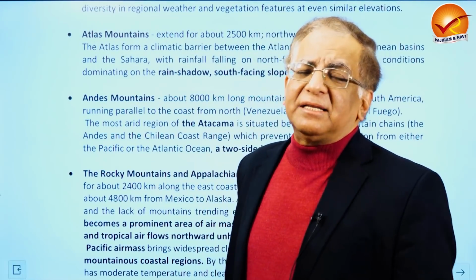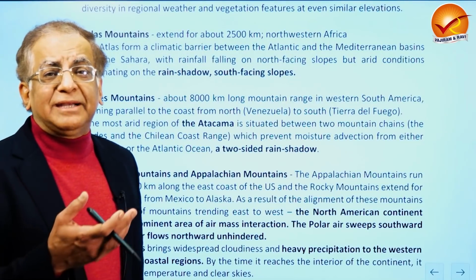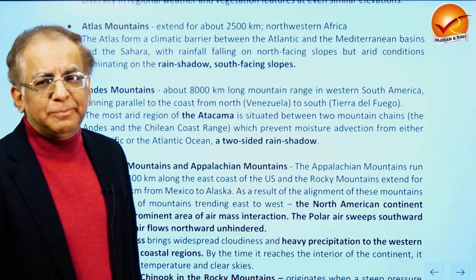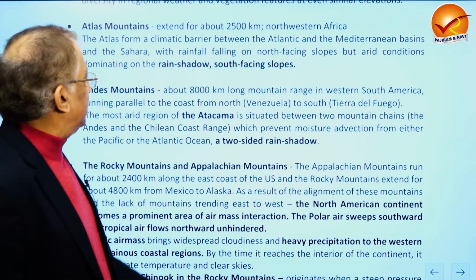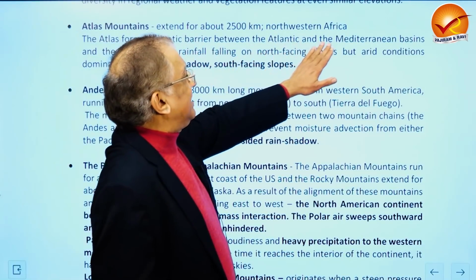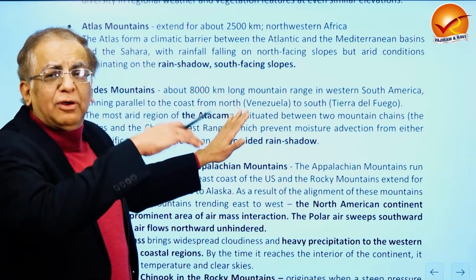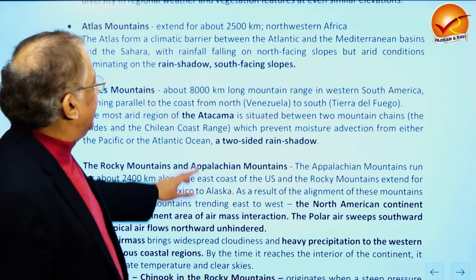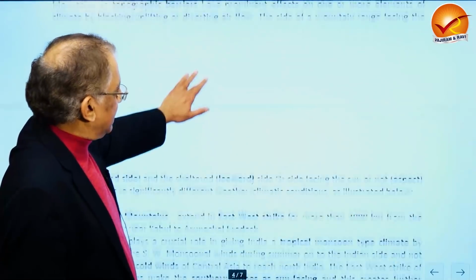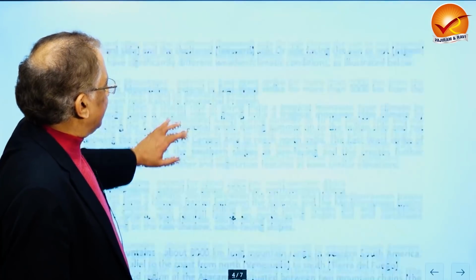And then I have given the example of the Atlas Mountains. You all know the Atlas Mountains are in the northwest corner of Africa, and these mountains separate the Mediterranean basin and the Atlantic basin from the Sahara Desert. So the Sahara Desert falls in the rain shadow zone because it's on the south. We say the Atlas form a climatic barrier between the Atlantic and Mediterranean basins and the Sahara. Rainfall falls on the north side, whereas the Sahara on the southern side becomes a rain shadow zone. So this is one very important point supporting this question's requirement, that the alignment of the mountains affects local weather conditions.